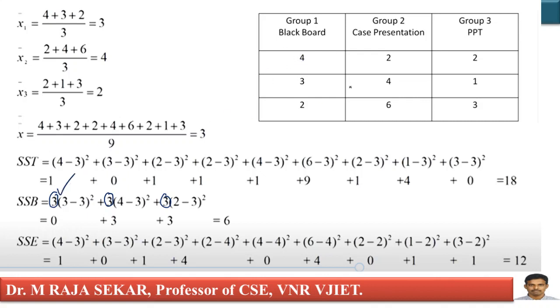That's why I'm writing 3. In the second group, how many elements are there? 3 elements. That's why I'm writing these 3. In the third group, how many elements are there? 3 elements. That's why I'm writing these 3. Isn't it? Next, what I have to do?